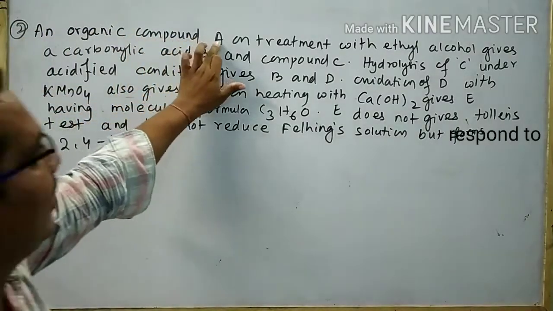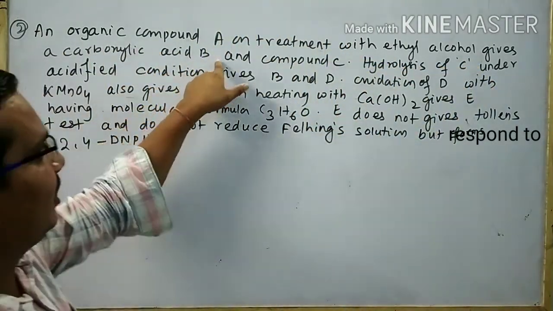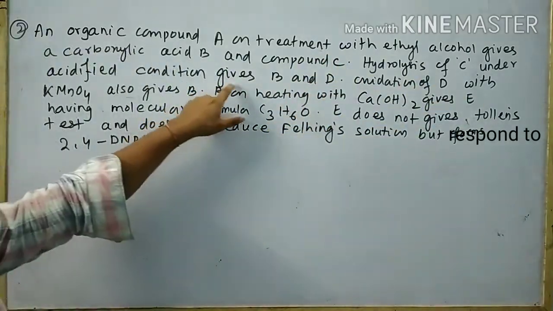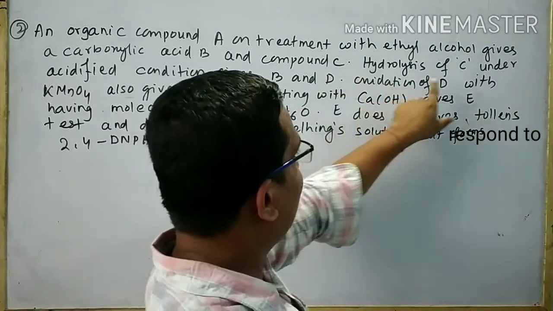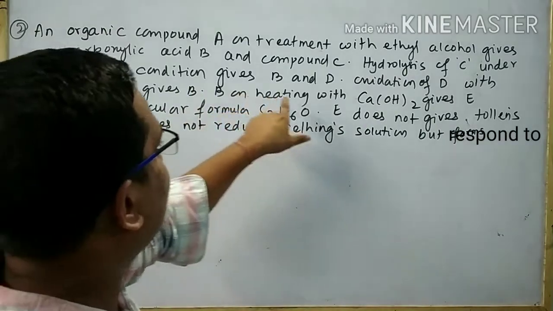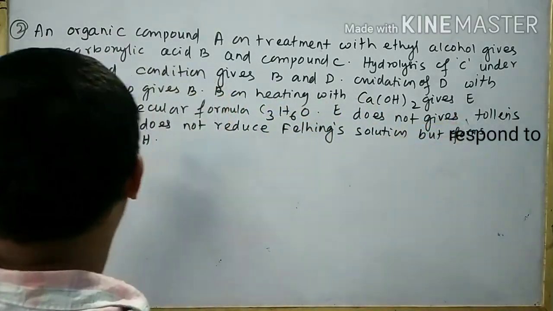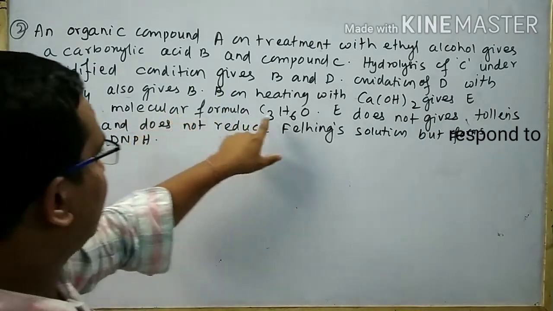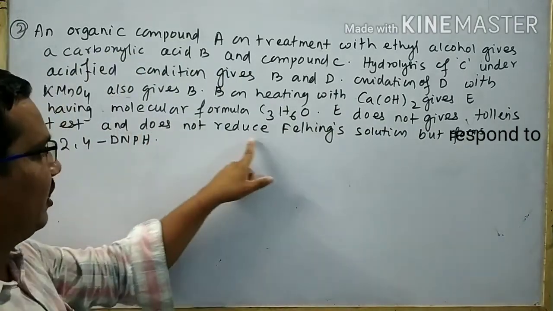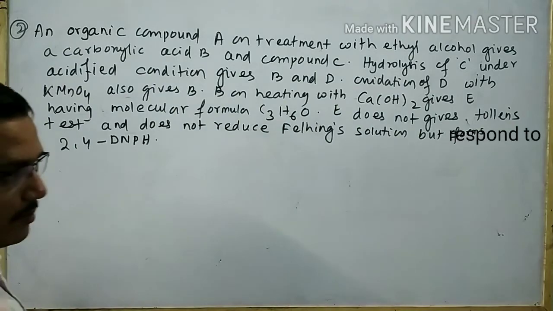An organic compound A on treatment with ethyl alcohol gives a carboxylic acid B and compound C. Hydrolysis of C under acidified condition gives B and D. Oxidation of D with KMnO4 also gives B. B on heating with calcium hydroxide gives E, having molecular formula C3H6O. E does not give Tollens test and does not reduce Fehling solution, but responds to 2,4-DNPH.